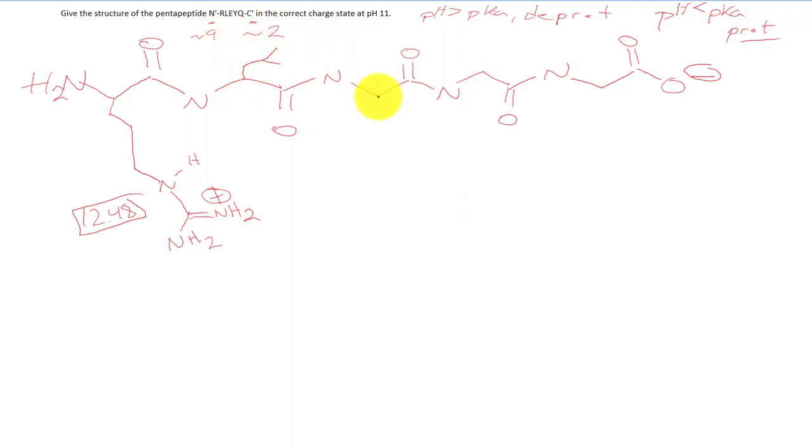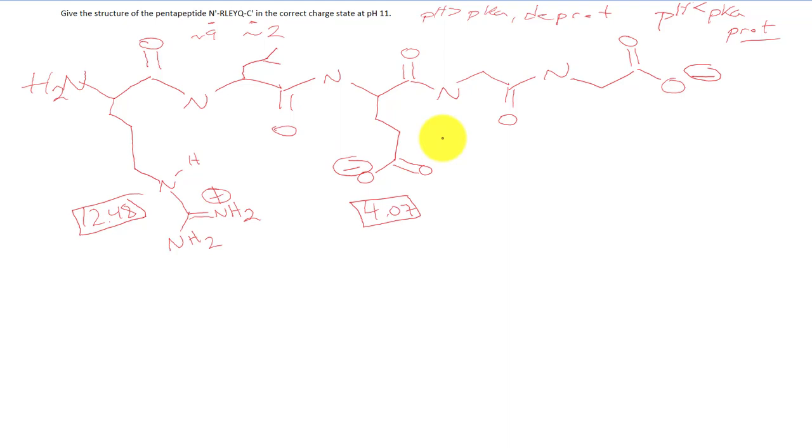E is glutamic acid. 1, 2, 3. There are 2 CH2s in the side chain and then a carboxyl group at the end. The pKa for that, for glutamic acid, is about 4.07. Our pH is above our pKa, so it's deprotonated.